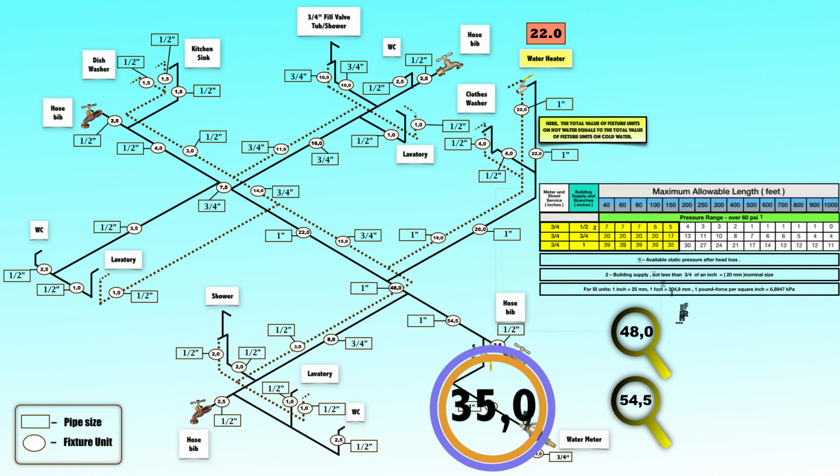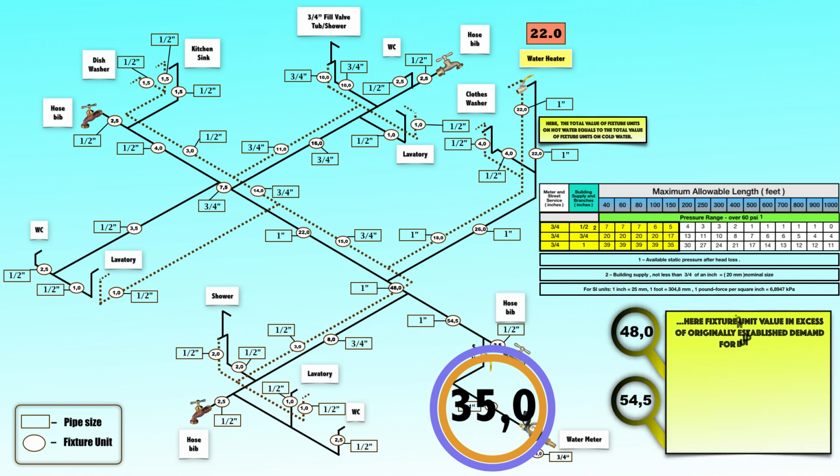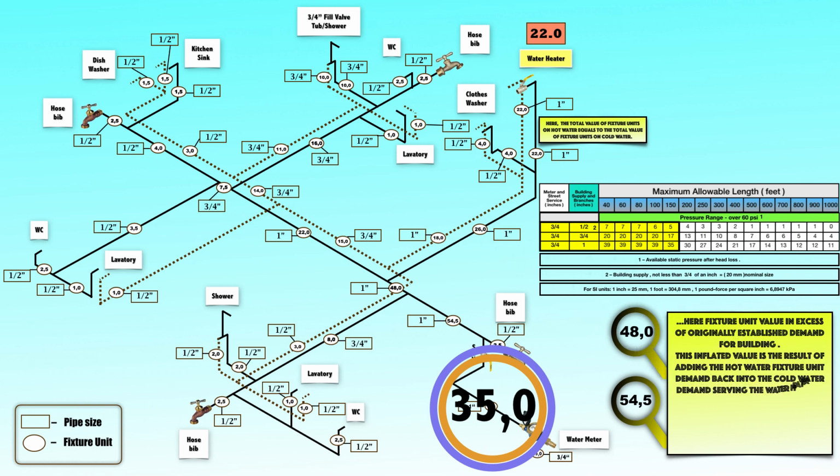Here the fixture unit value is in excess of the originally established demand for the building. This inflated value is the result of adding the hot water fixture unit demand back into the cold water demand serving the water heater. Section 610.9 states, no branch piping is required to be larger in size than that required by Table 610.4 for the building supply pipe.